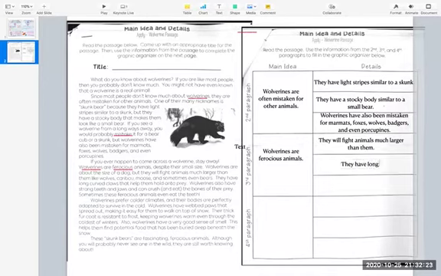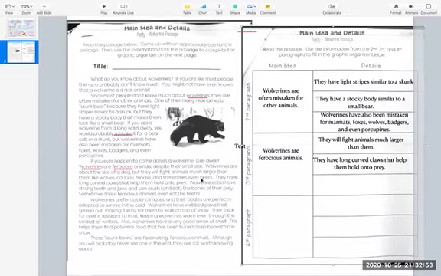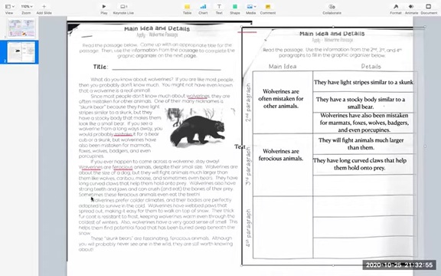They have long curved claws that help them hold onto prey. So then the last detail that I'm going to use that supports my main idea that wolverines are ferocious animals is that they have strong teeth and jaws and can crush bones.